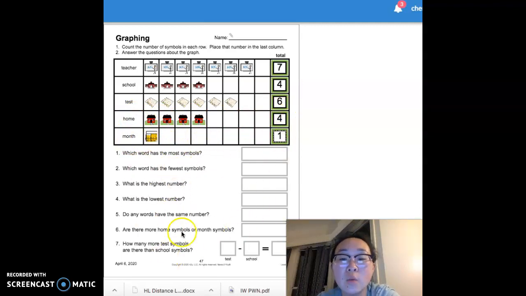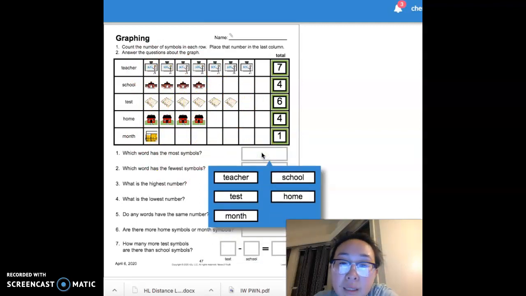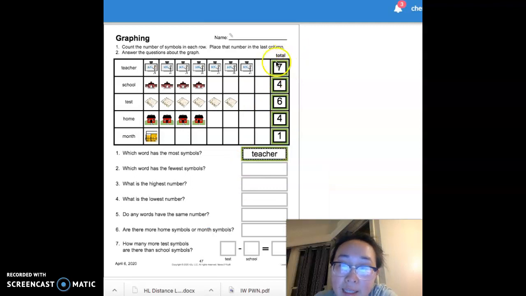So now we're going to answer these questions that are related to this graph. Number 1, which word has the most symbols? So we're looking for the word with the most. The teacher, school, test, home, or month. Which one has the most? The answer is teacher. Teacher has 7. It has the most.